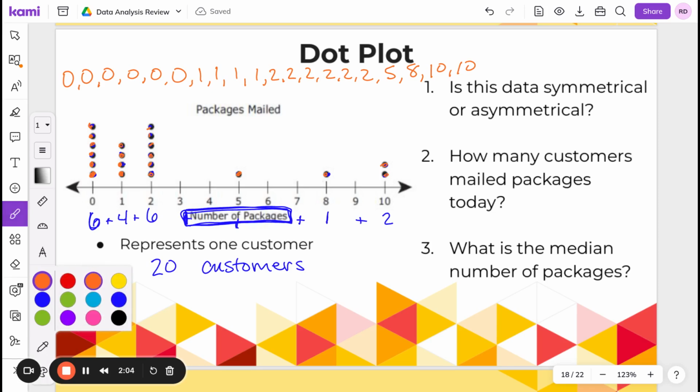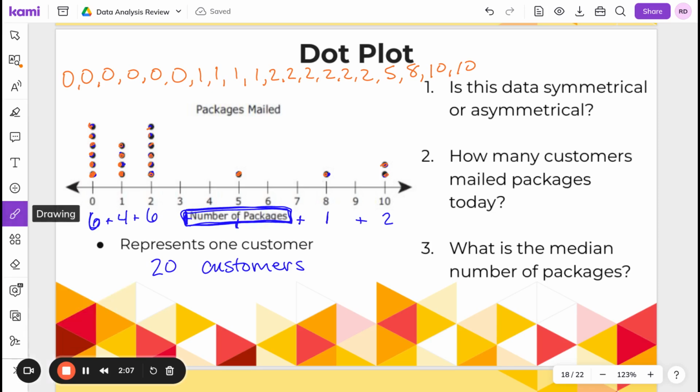So question number 1 over here is asking about symmetry. Okay, if something is symmetrical, that means we can cut it down the middle and the 2 sides equal the same. So if we look at our number line here, the halfway point is 5. So if we cut this data down to 5, do the 2 sides look the same? Not at all. Okay, 0, 1, and 2 have a bunch of points, and 8, 9, and 10 have very few. So then this data is what we call asymmetrical. Okay, most of the data is on one side and not the other.